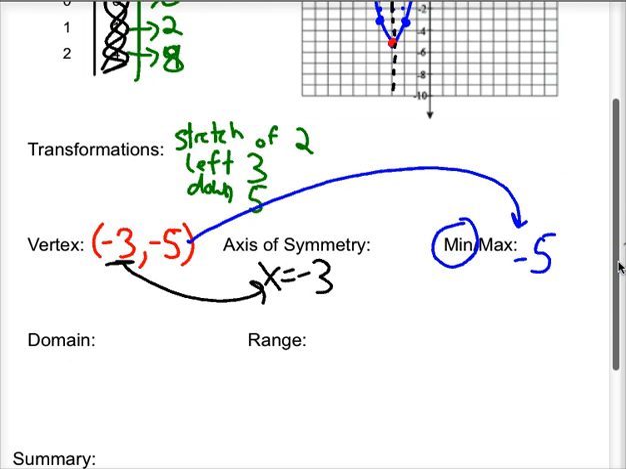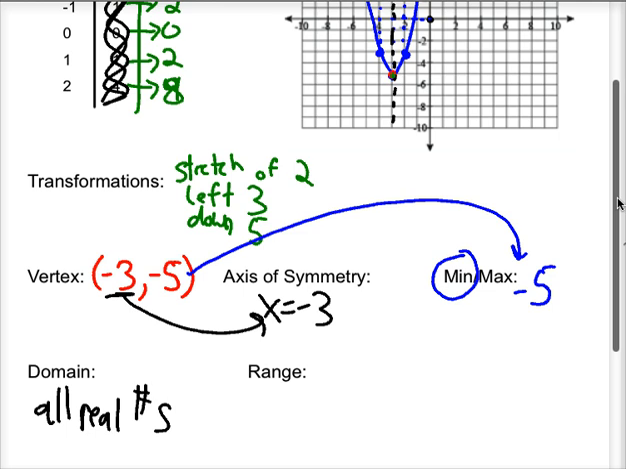For the domain, remember we love domain because it's always all real numbers. You can use any x value in these parabolas, in these quadratics. And the range? Well, for the range, notice we're starting down at negative 5, and I see we're going up from it. So our y values are going to be greater than or equal to negative 5. We're never going to get anything below it. The function is only going upward. And that's all. That's the vocabulary that you need.